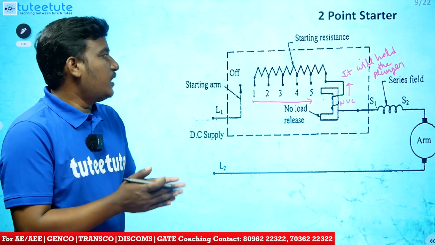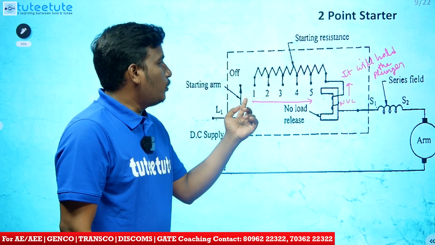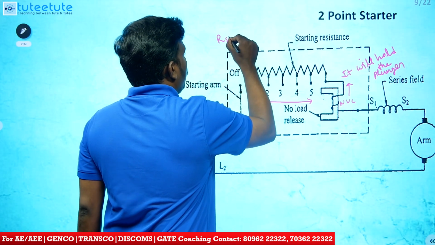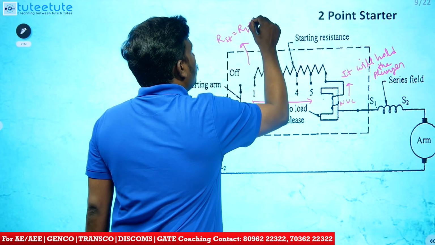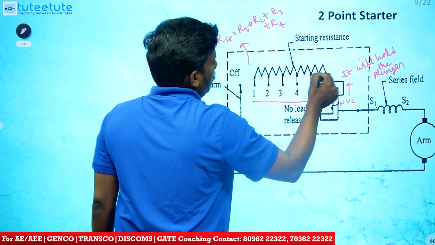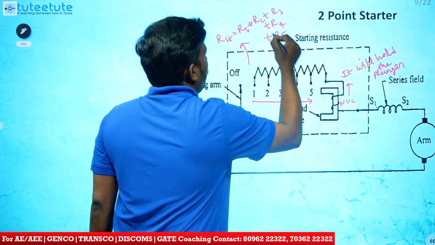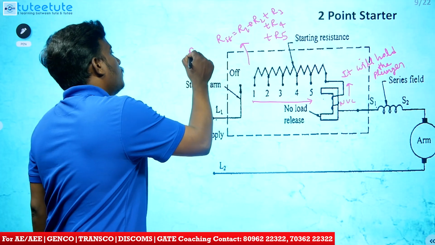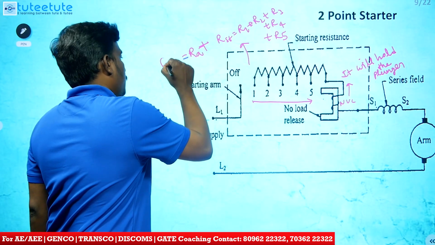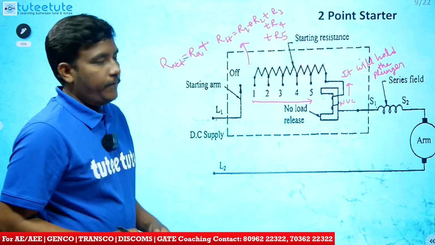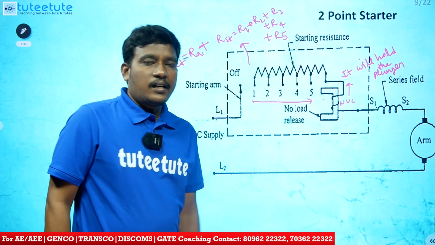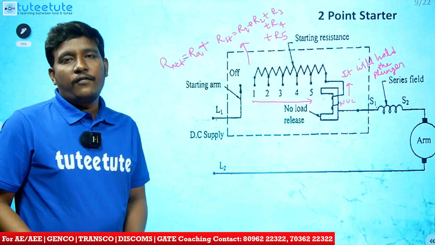But during starting condition, from 1 to 5 there is resistance. So during starting condition, what will happen? R starting will be R1 plus R2 plus R3 plus R4 plus R5. This is the starting resistance. We are going to insert into our armature RA plus RST. This is the net resistance at the time of starting. So slowly we are moving the plunger up to 5. With the help of NVC, we are holding at run position. This starter we are going to employ for series motor.